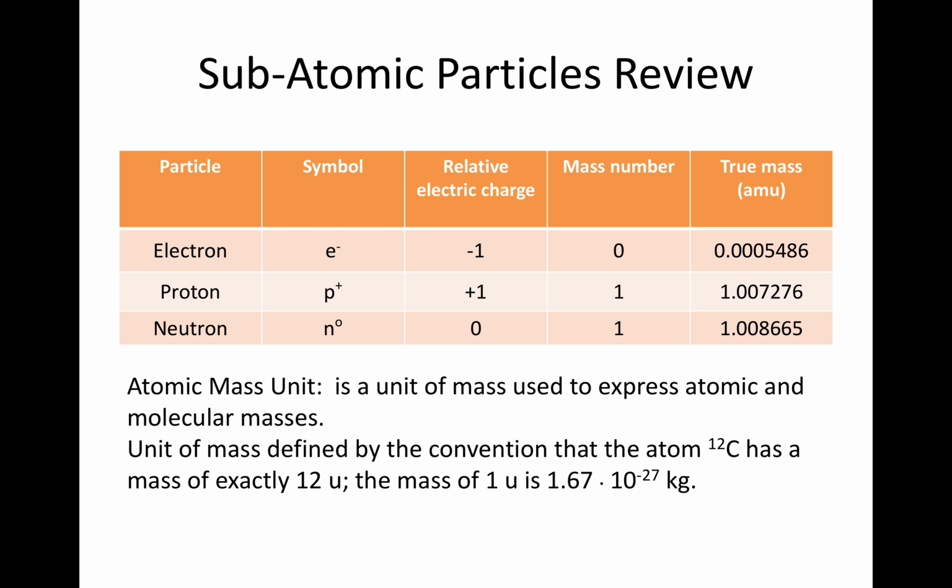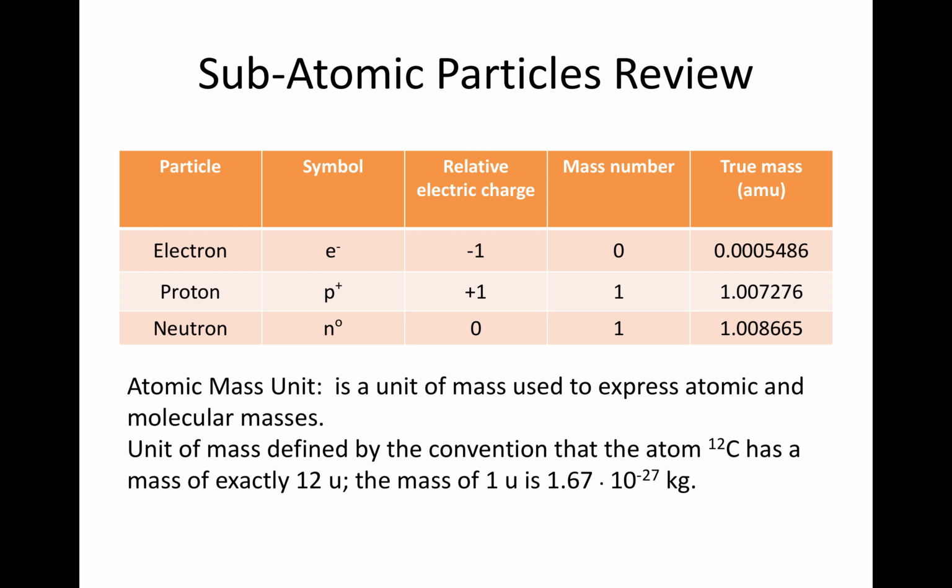So here they are, all in a neat little chart. Our symbol for the electron is a lowercase e with a negative sign next to it. It has a relative charge of -1, and for you and I, we say that the mass is 0. Now, of course, if you look at the true mass, yes, it has a mass because we know it's matter. But again, it's so small to you and I, it just doesn't really matter.